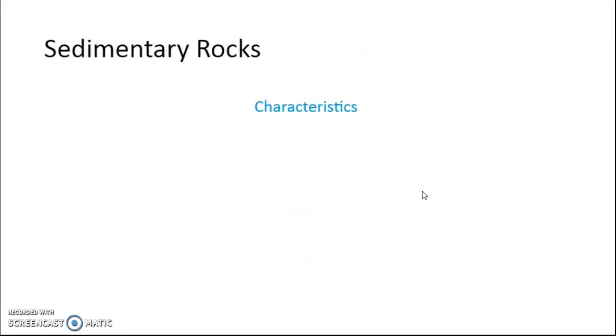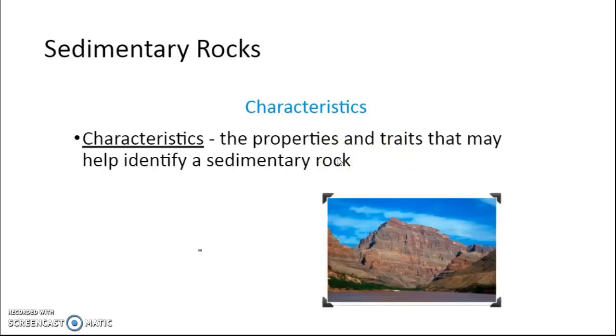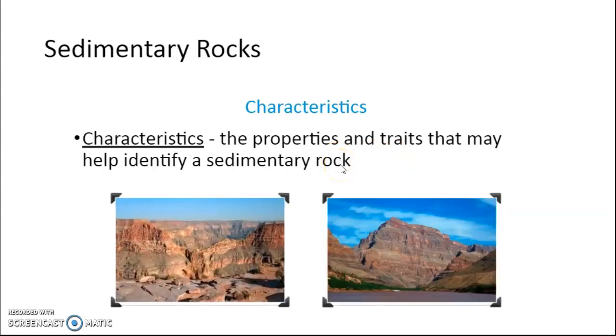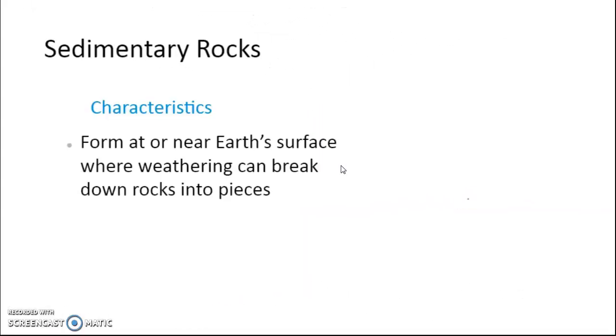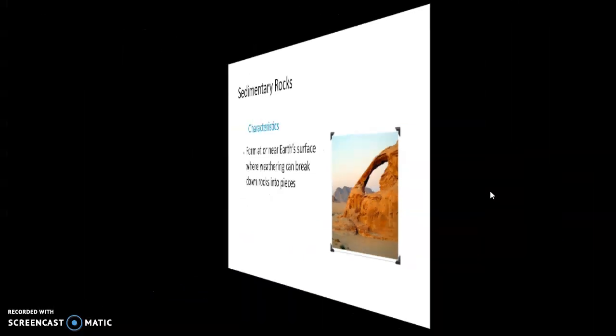There are some characteristics that are common to all sedimentary rock, and so that help us identify that sedimentary rock. And so we can see the layers, especially, that's some of the examples that we see. So they can form at or near Earth's surface where weathering can break down the rocks into pieces. So you can see here that an arch formed in the western part of the United States.